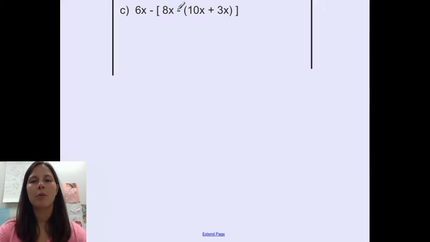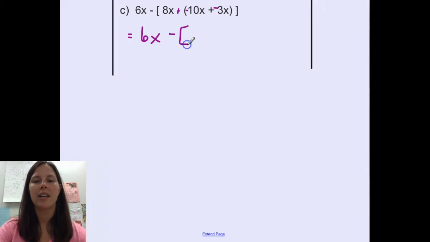For this example, we want to work from the inside out. I'm going to distribute my negative sign again. I'm going to combine the like terms on the inside of the brackets. 8x minus 10x is -2x, minus 3x is -5x. Then we can distribute that negative sign on the outside of the brackets for a total of 11x.